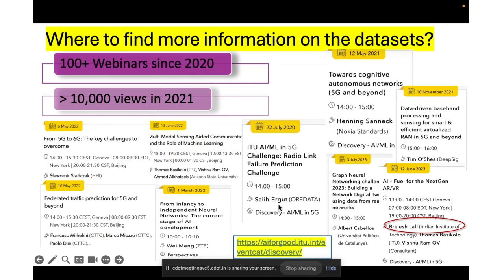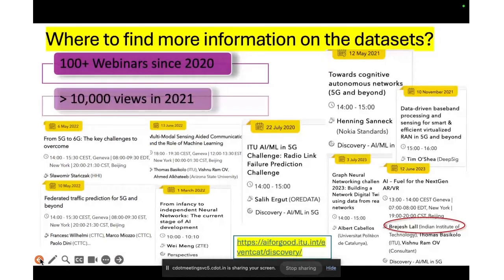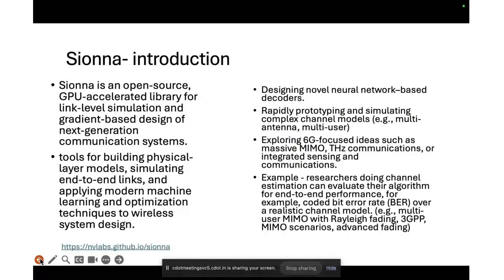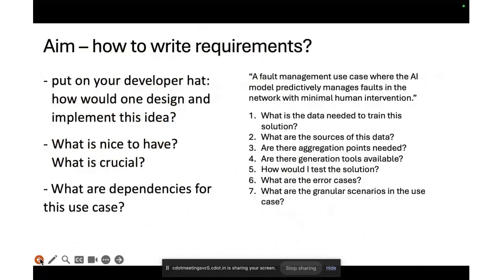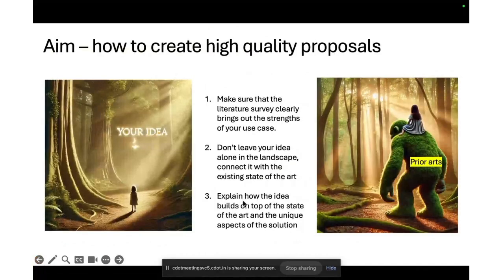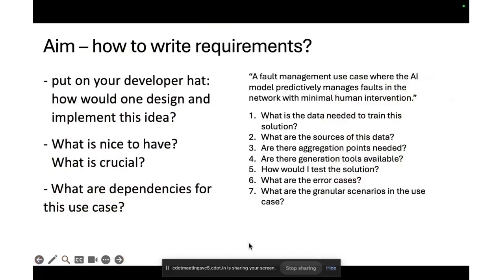There are many completely different sets of webinars which describe data sets, tools, and problem statements, and even reference solutions. So you can access all of them from this website, free of cost. So that is what I wanted to cover today. In essence, what you have to look at is that you want to create high quality proposals using these techniques that I told you today.